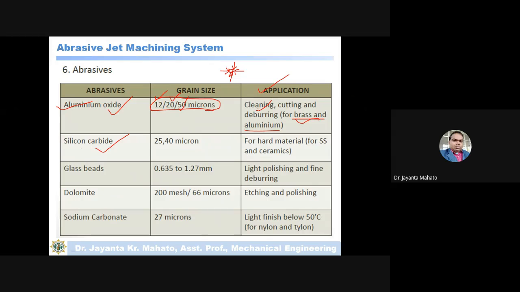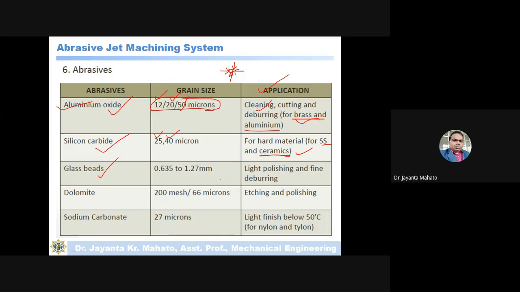Another abrasive particle is silicon carbide. So for this silicon carbide, the grain size of this type of abrasive particles is either 25 microns or 40 microns. And these are used for very hard material like stainless steel or ceramic. Okay, so for cutting stainless steel and ceramic, so mainly for hard material, this type of silicon carbide abrasive particles are used. Okay, glass beads.